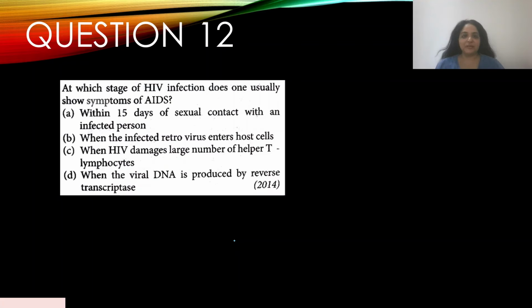Question number 12. At which stage of HIV infection does one usually show symptoms of AIDS? This appeared in 2014. A. Within 15 days of sexual contact with an infected person. B. When the infected retrovirus enters host cells. C. When HIV damages a large number of helper T lymphocytes. And D. When the viral DNA is produced by reverse transcriptase. Symptoms of AIDS are usually seen when HIV damages a large number of T helper lymphocytes. So the answer is C.